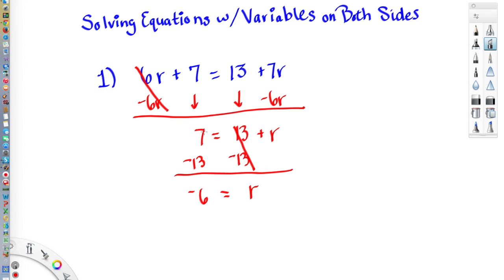Think of it this way. I have $7 in my pocket, and I want to buy, I don't know, a new CD, if you still buy CDs, and it's $13. Well, I can't quite buy it. I'm actually $6 short.